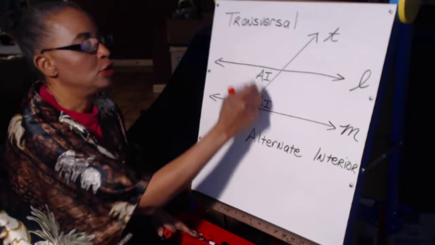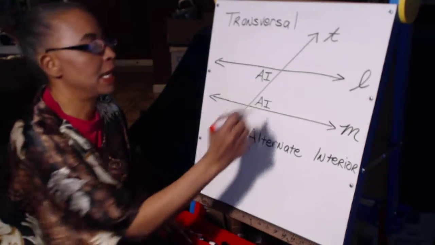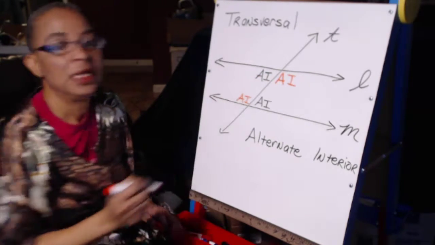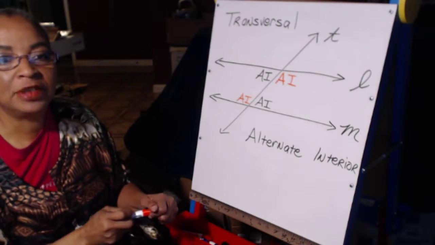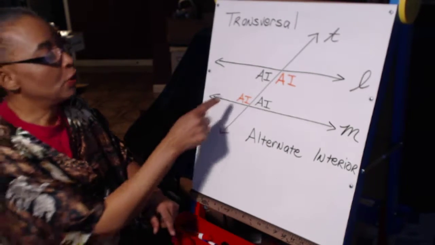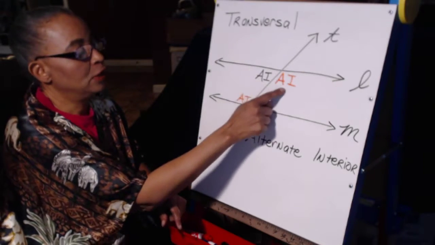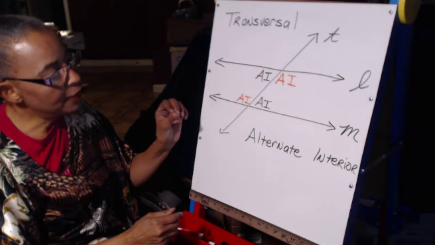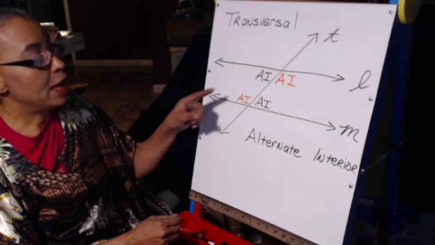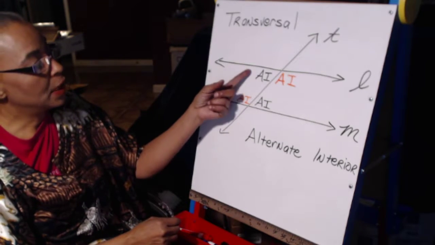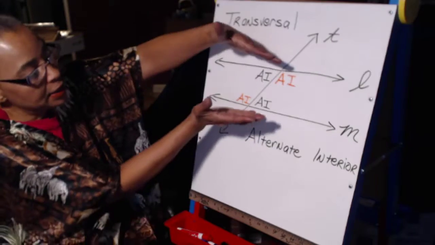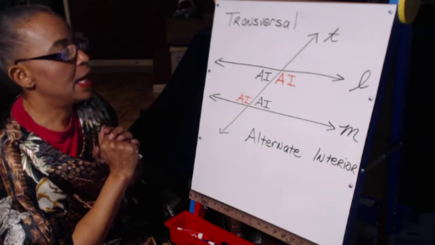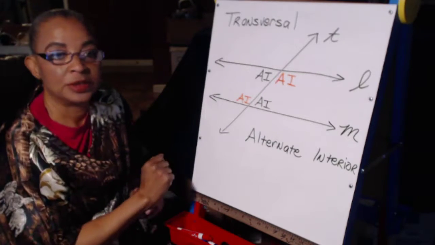Also, now the two black ones have the same measure, and the two orange ones have the same measure. So notice they're not adjacent. The black and the orange, they're adjacent. But alternate interior measures are equal. They are not adjacent. One is up, one is down, and they're on the interior of the two parallel lines. Same with the orange.